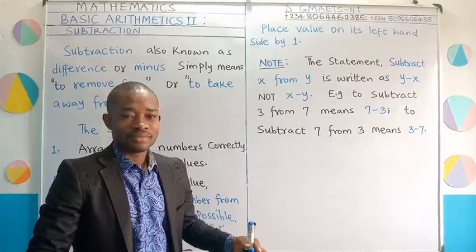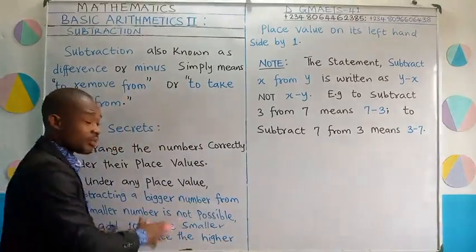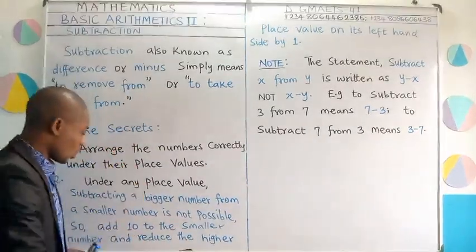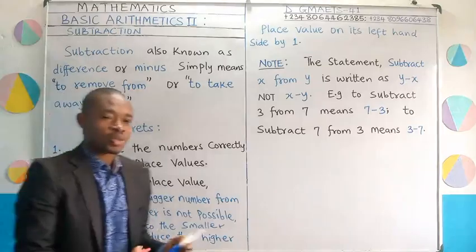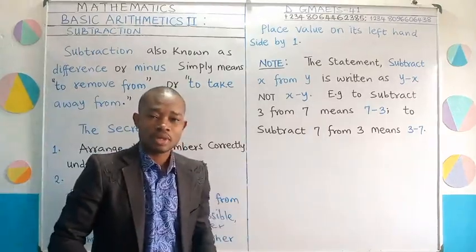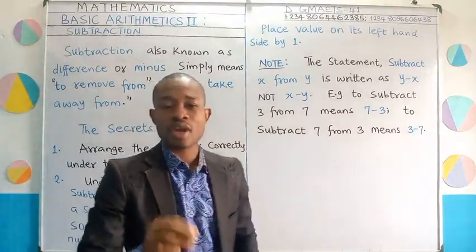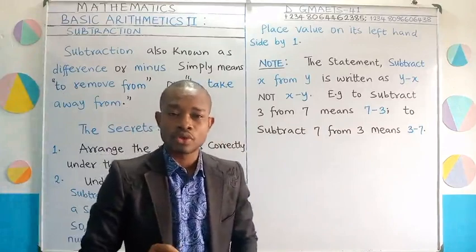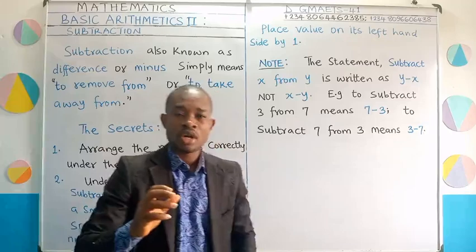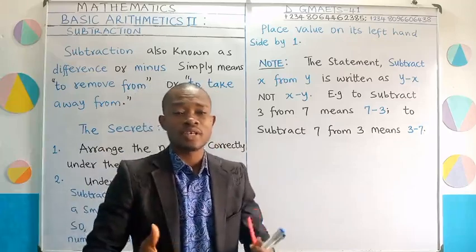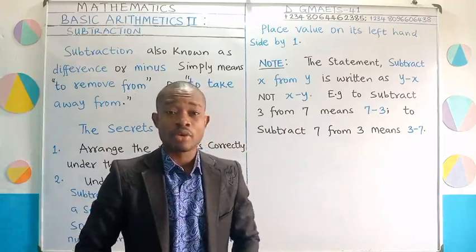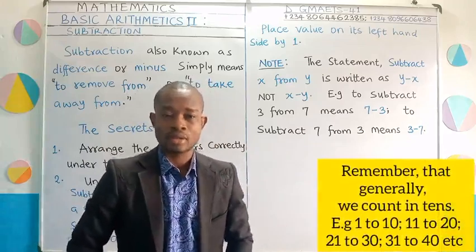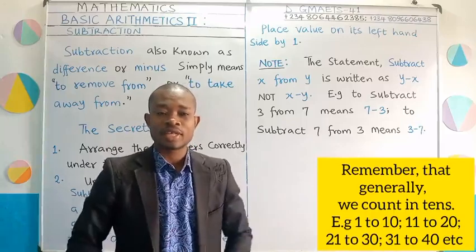This is grammar. Let us use mathematics to interpret this. But I want to say this quickly. When I say add 10 to the smaller number, one may ask, where did the 10 come from? Remember when I introduced basic arithmetic, I told you that all our calculations under these basic arithmetics, when we are dealing with addition, subtraction, multiplication, and division, the numbers are going to be in base 10. And I told you my reason for that.